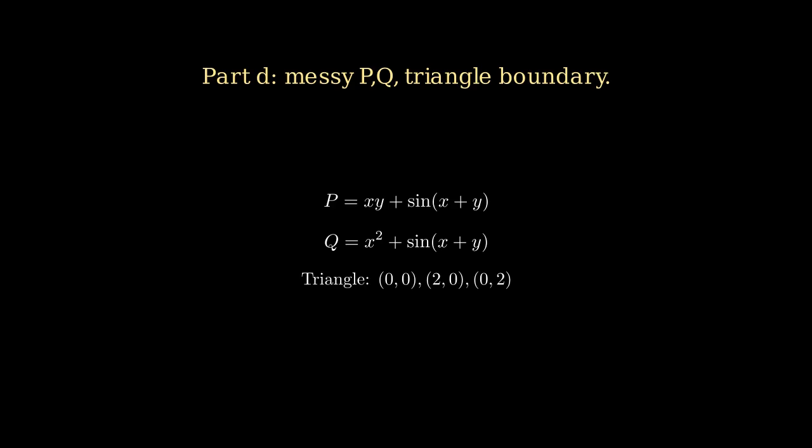Part D, with P equals xy plus sine of (x plus y) and Q equals x squared plus sine of (x plus y), evaluate the closed loop integral of P dx plus Q dy around the triangle with corners (0,0), then (2,0), then (0,2).